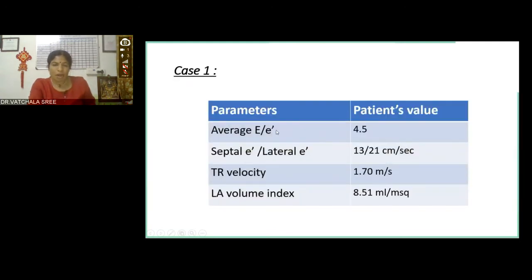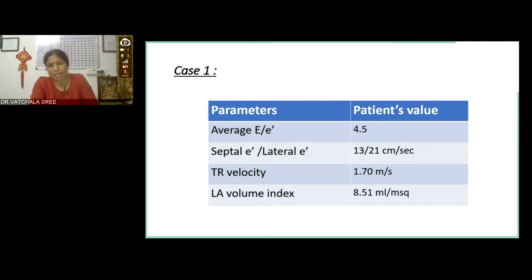So his numbers are, now, the average E by E dash is 4.5. The septal E dash and lateral E dash are 13 and 21 respectively. The TR velocity is 1.70 and the indexed LA volume is 8.51. So obviously these numbers do not match any of our abnormal values. The abnormal values are more than 14 here, 7 and 10 here, 2.8 here, and 34 here. So this is a very much normal person who has a normal LV ejection fraction and a normal diastolic pattern. He does not have any diastolic dysfunction.